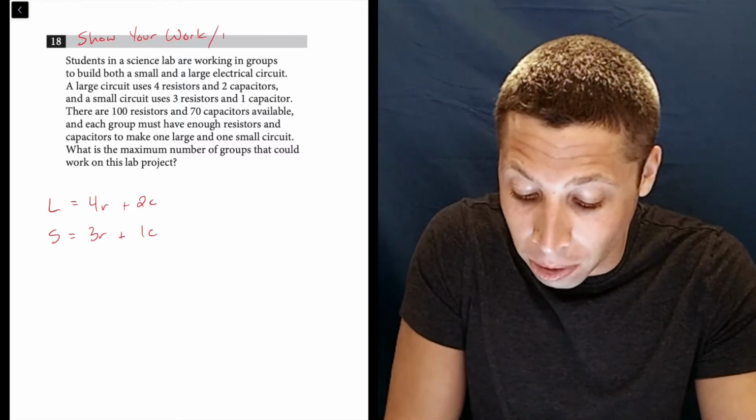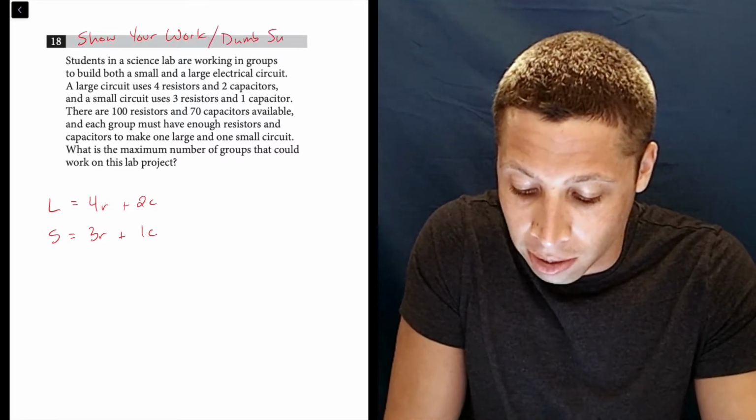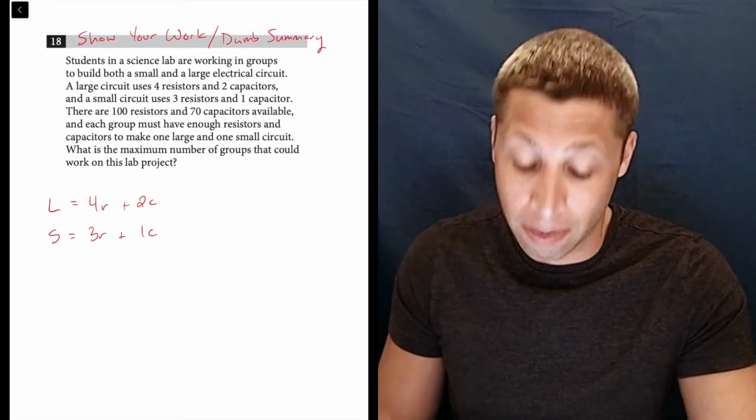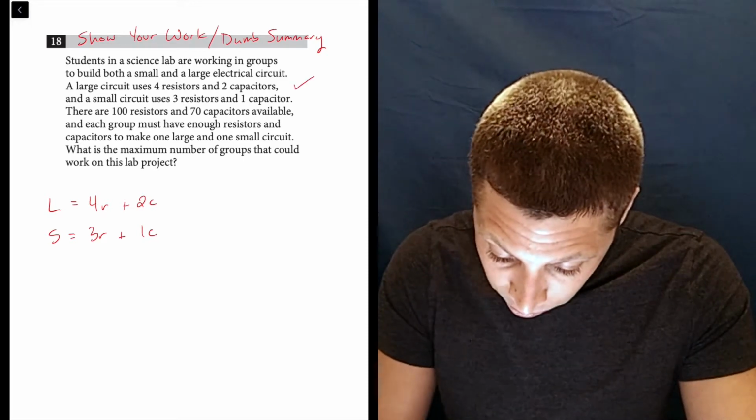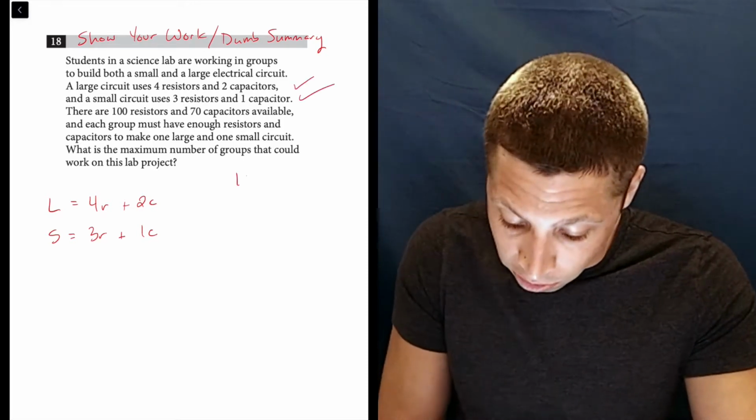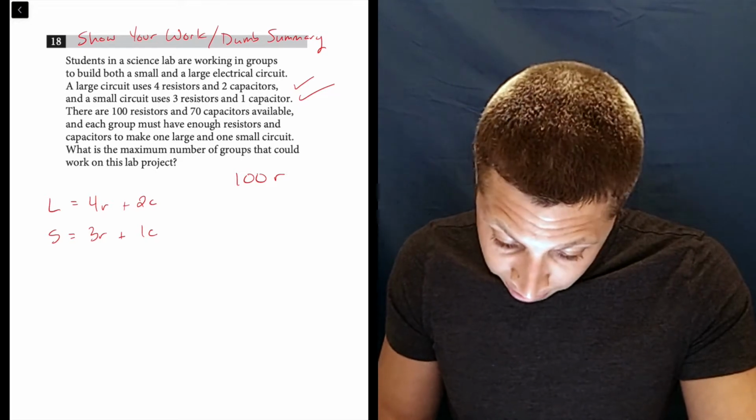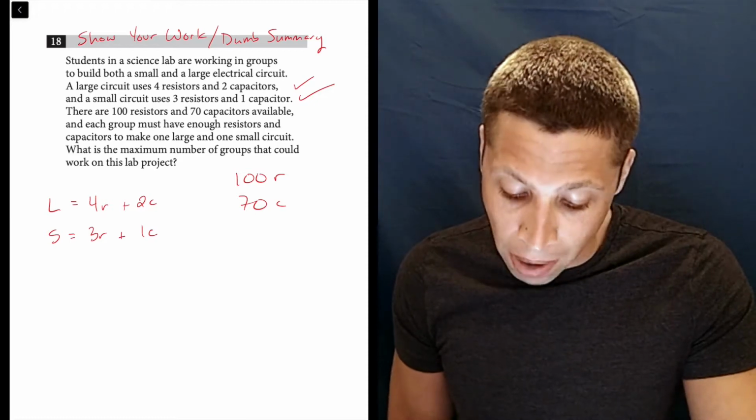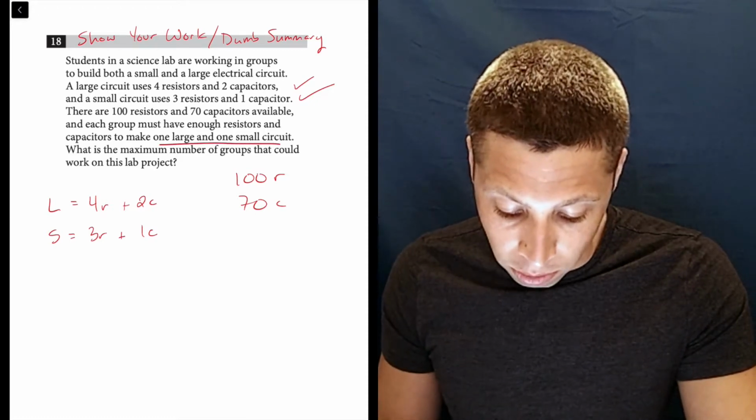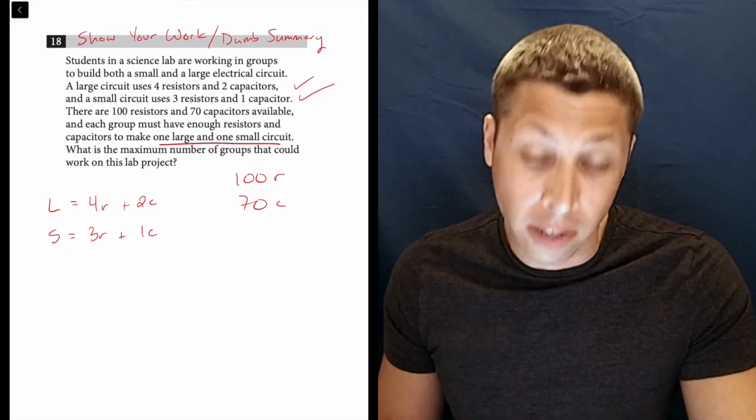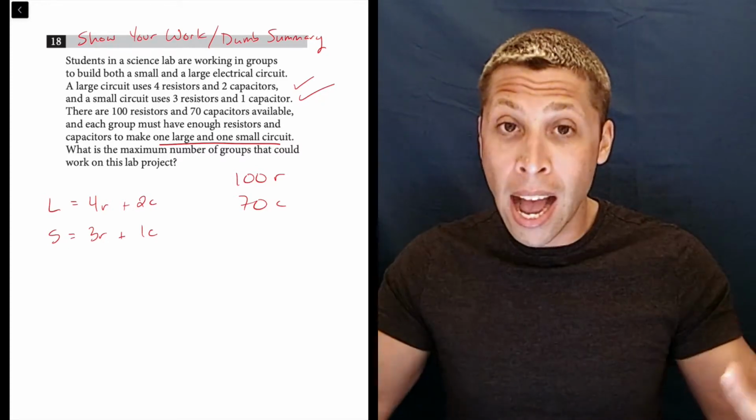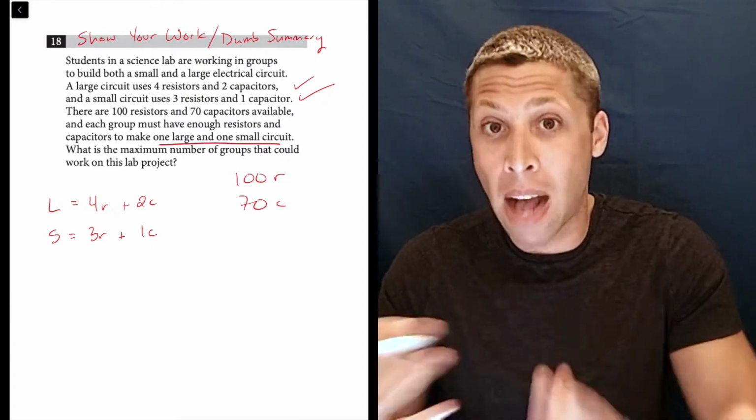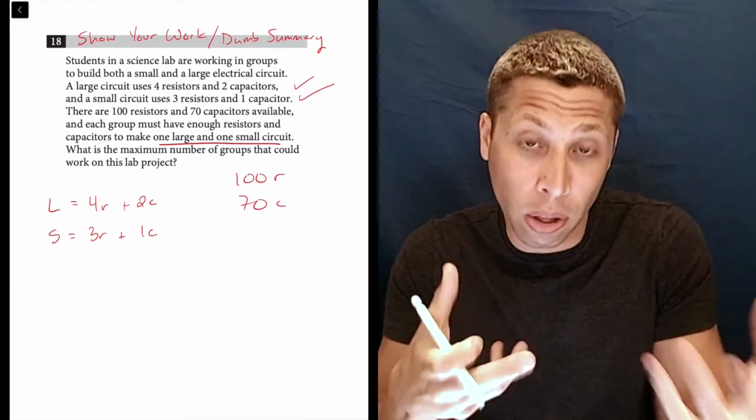If anything, this is more like what we would do in the reading section to come up with a dumb summary. Just a better way of understanding what we're given. Let's keep going. We've done this, we've done this. Okay. There are 100 resistors and 70 capacitors available. And each group must have enough resistors and capacitors to make 1 large and 1 small circuit. What is the maximum number of groups that could work on this lab project? Okay, so we're going to have to divide out these 100 resistors and 70 capacitors to see how many possible groups we can get.